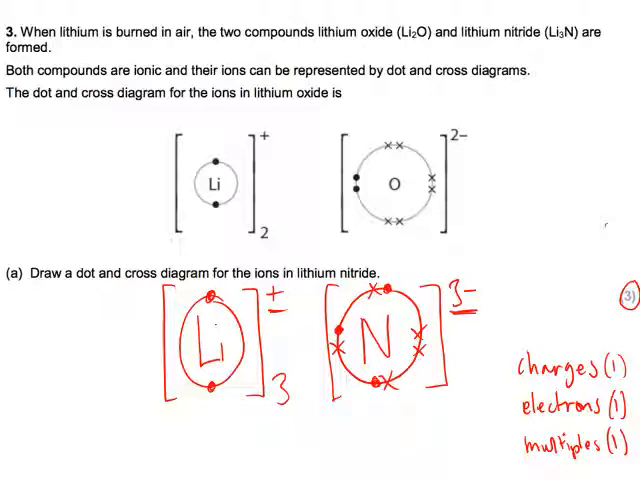So you do have to be careful because lithium is in the first period. So it does only have, or need, 2 electrons in its outer shell. And then multiples. Have you got the correct multiples? So you need 3 of lithium. So 3 lithiums here.